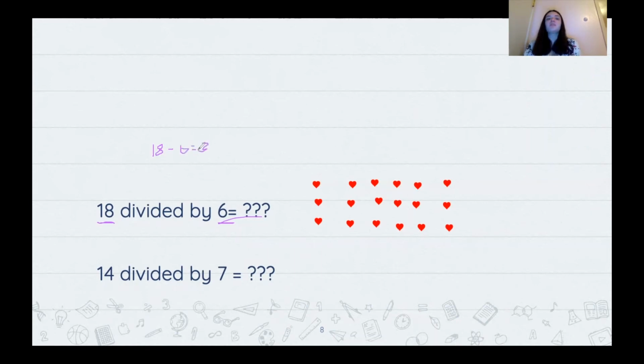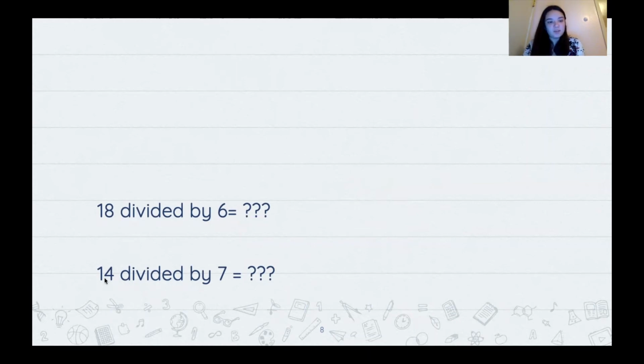So that's kind of the process I want you to try when you do 14 divided by 7. Go ahead and pause this video and try that now, and then I will go ahead and go over it. So I'm going to clear this so we have a little bit more space. So I have 14 divided by 7.